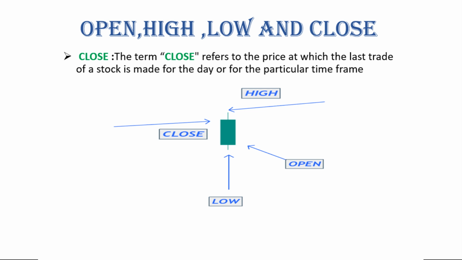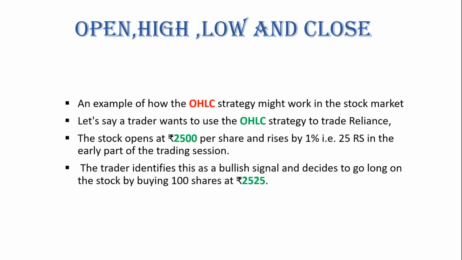So say for example, this is the daily candle. Here the price opens and this is the close price, and this wick is the price made high for that particular day, and this is the low of that particular candle or stock. So the price dipped to 10 rupees and opened at 20 rupees. So this is the low of the price made for that particular day. Okay, so we can see one example for the open, high, low and close. That is the OHLC strategy that works in the stock market.